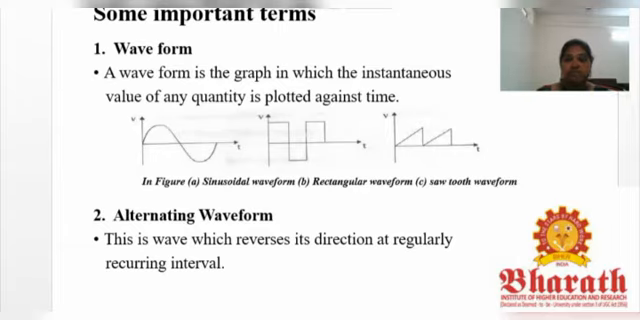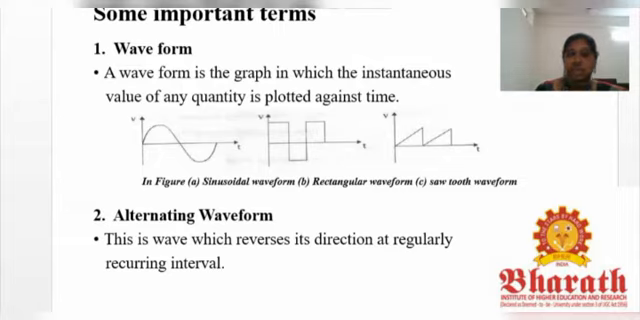In the x-axis we are going to take time as a constant thing. Wherever you go, you are going to draw a graph for an AC quantity. The x-axis will be your time. The y-axis may be voltage, current or power. So first, what is the definition of waveform? Waveform is the graph in which the instantaneous value of any quantity is plotted against time.